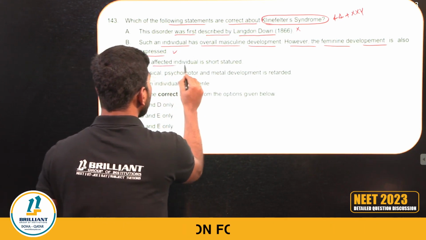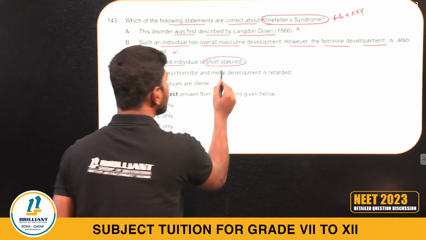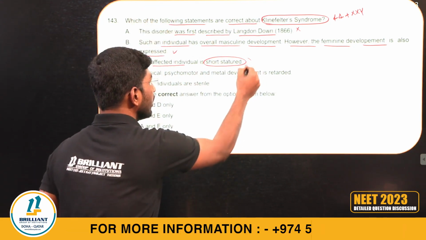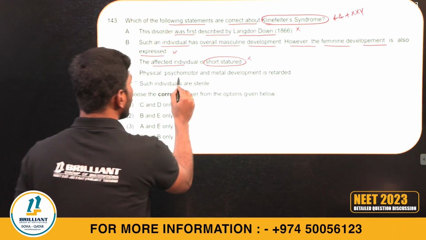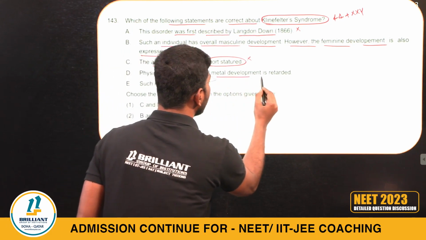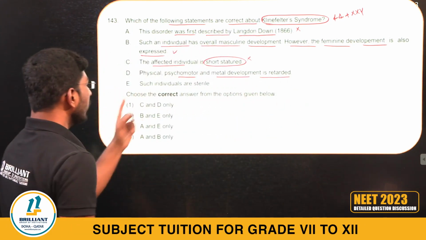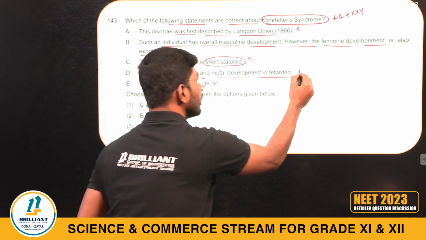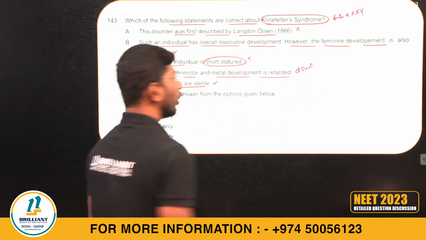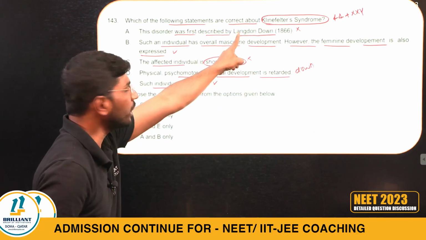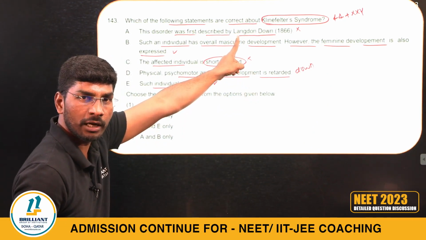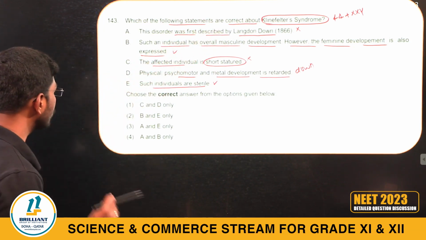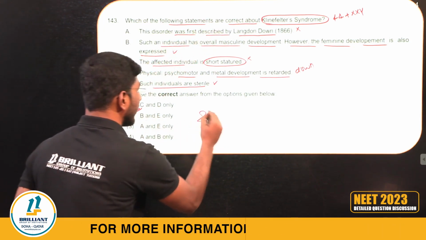The affected individual's short stature is a characteristic feature of Down syndrome. Leave this one. Physical, psychomotor and mental development is retarded, and also such individuals are sterile. This is correct, and this one is a Down syndrome characteristic feature if I am not wrong. 1, 2, 3 are Down syndrome characteristic features, and B and E are Klinefelter syndrome. So where is BE? Option 2 is the right answer.